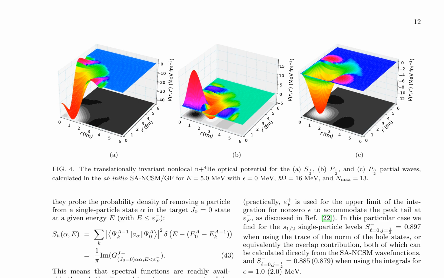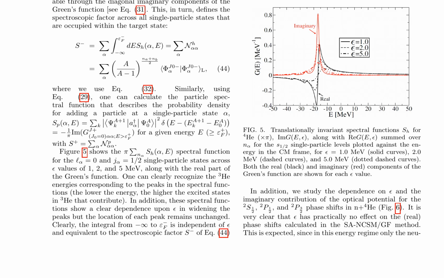The authors also utilize the ab initio SA-NCSM/GF approach to calculate neutron-4He scattering phase shifts and optical potentials, demonstrating a remarkable agreement with experimental data for laboratory kinetic energies E_lab less than or equal to 12 MeV.